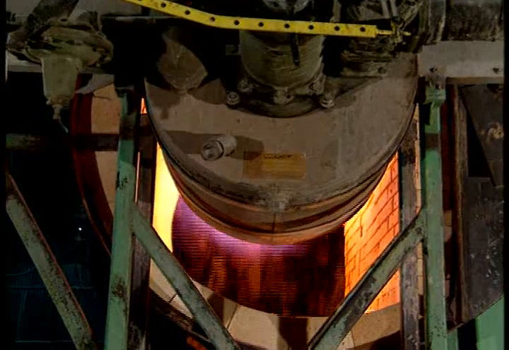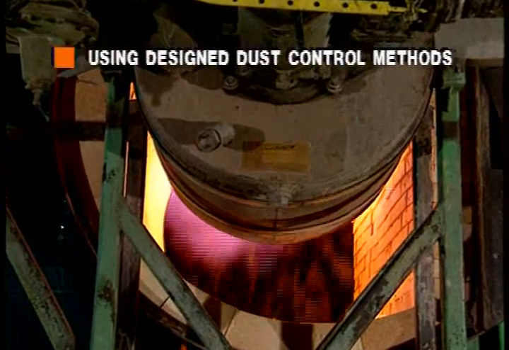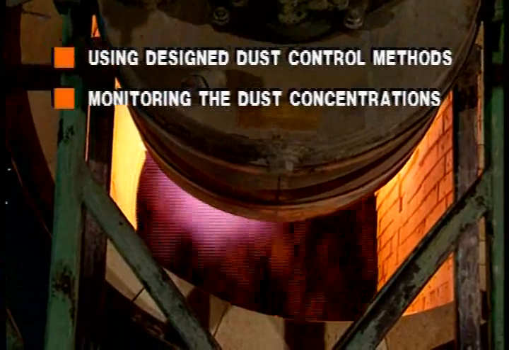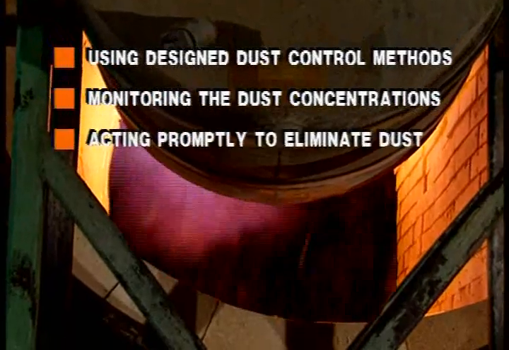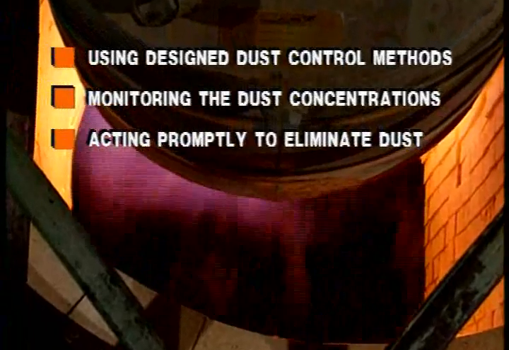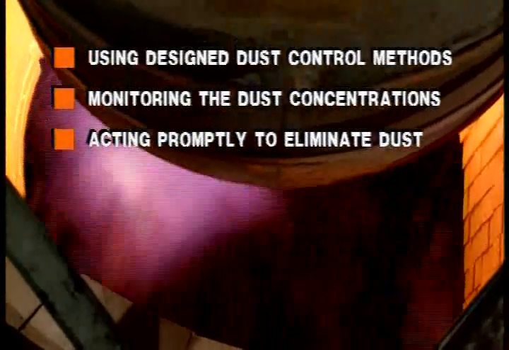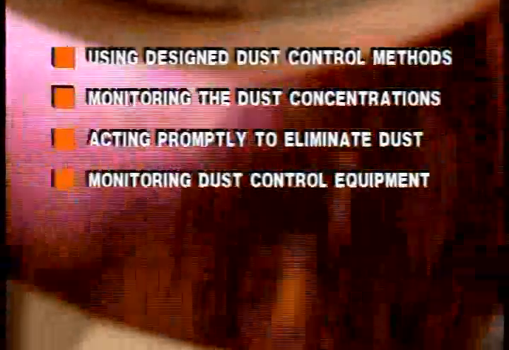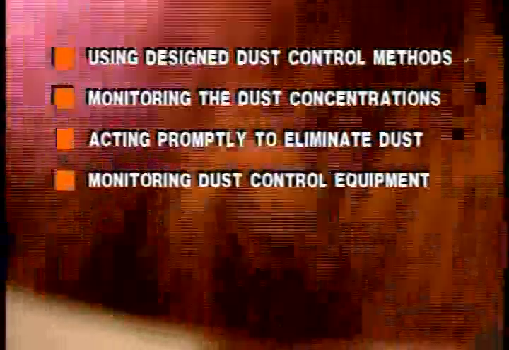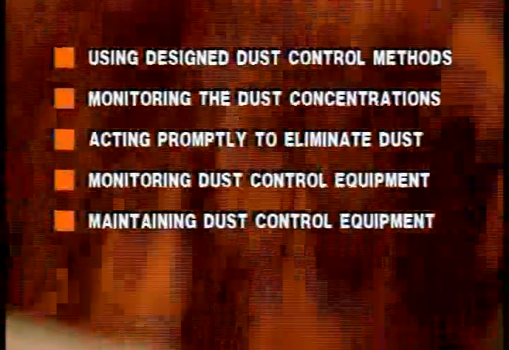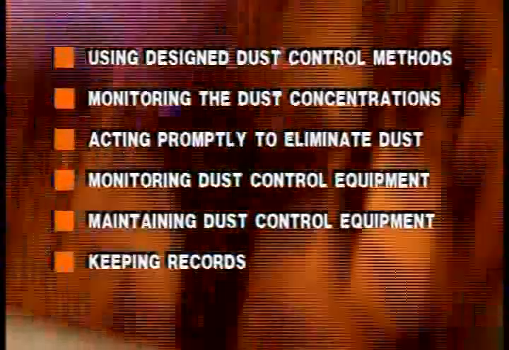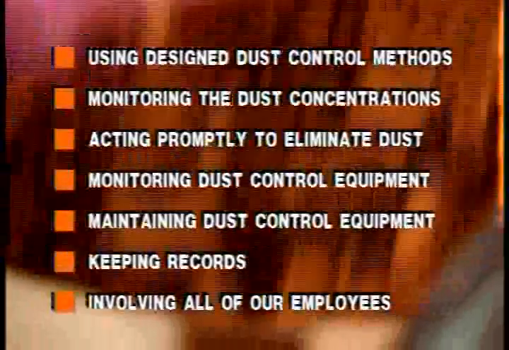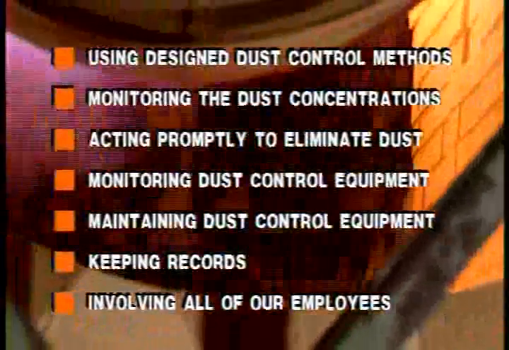And we do this by using design dust control methods to draw the dust away from the worker, by monitoring the dust concentrations in the workplace, by acting promptly to find and eliminate the sources of dust if a problem is found, by monitoring our dust control equipment with flow meters and pressure gauges that tell us that the equipment functions properly, by maintaining our dust control equipment, by keeping records and spotting potential problems before they occur, by involving all of our employees to spot, react, fix, and prevent potential dust problems.